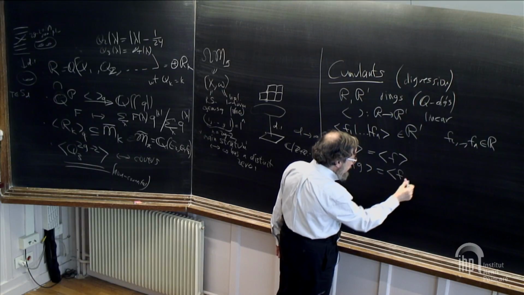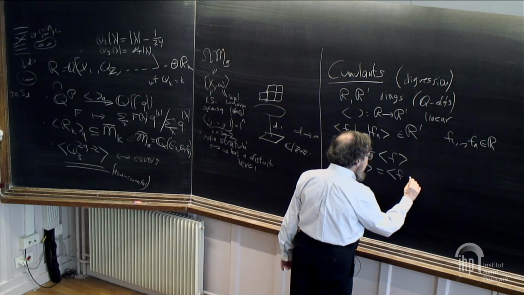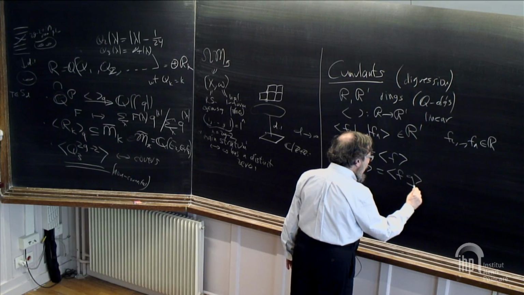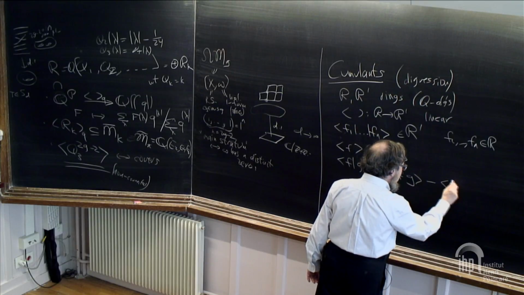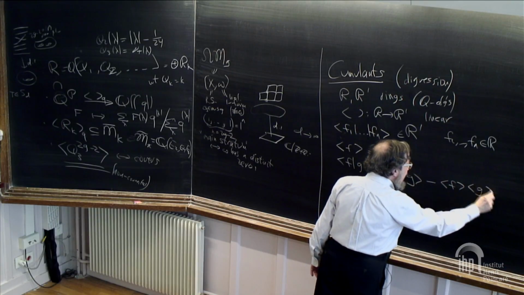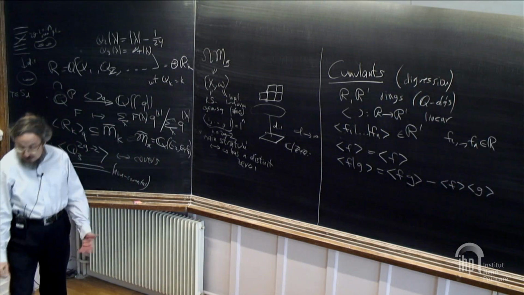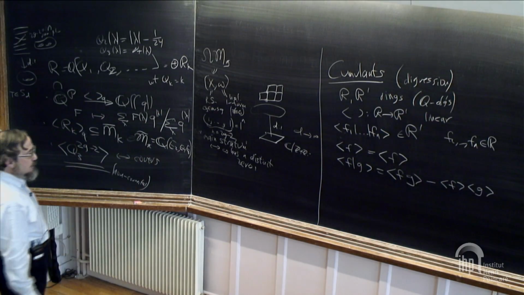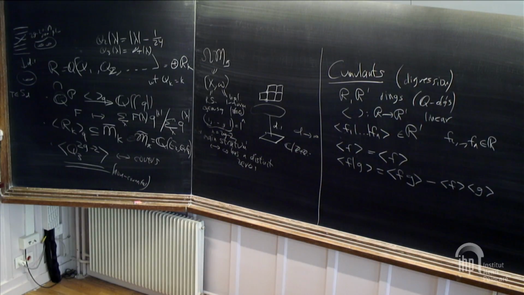It's sometimes called, what is it sometimes called? The variance, I think, in statistics. Covariance? Covariance. Yeah, I can never remember these words. So it's the difference between the bracket of f times g and the product of the brackets of f and g. So in particular, it vanishes if and only if you have a ring homomorphism.